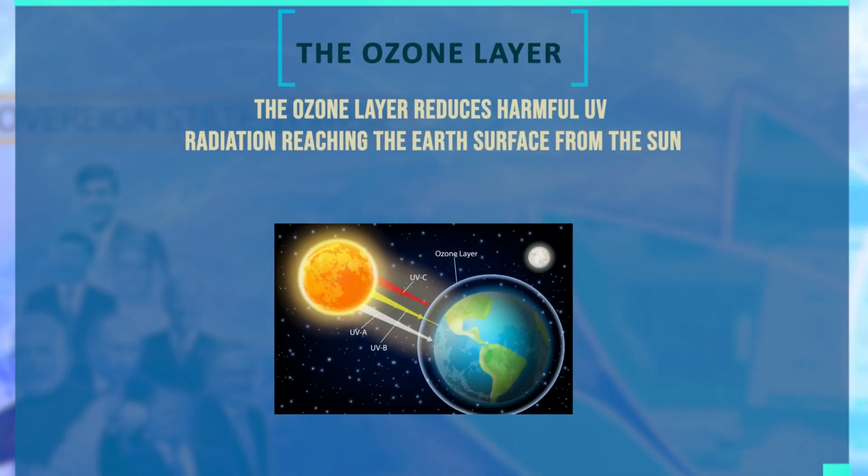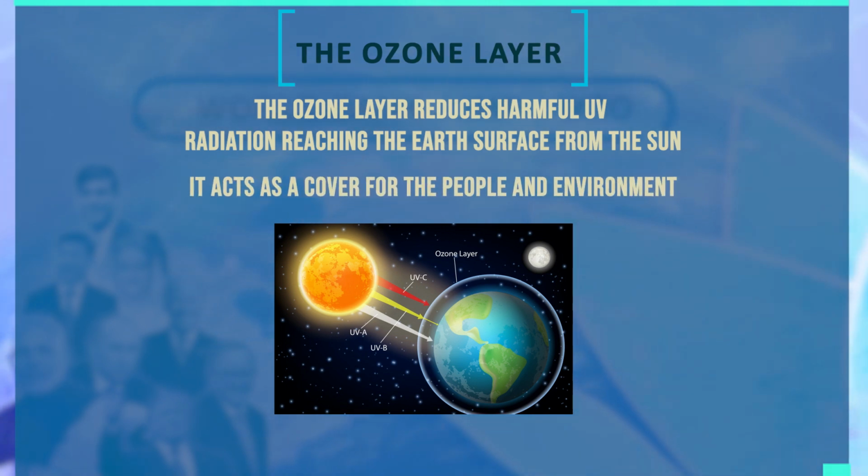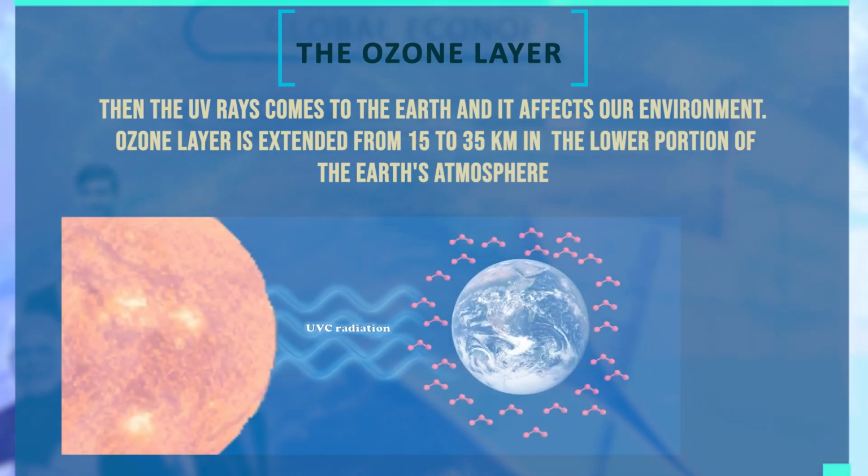Another important phenomenon is ozone layer depletion. The ozone layer reduces harmful UV radiation reaching the Earth's surface from the sun, right? So it acts as a cover for the Earth, people and environment. If this layer is depleted, what will happen? Then the UV rays may come to the Earth and affect our environment.